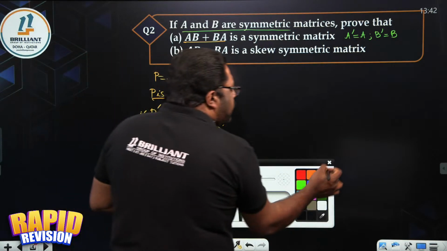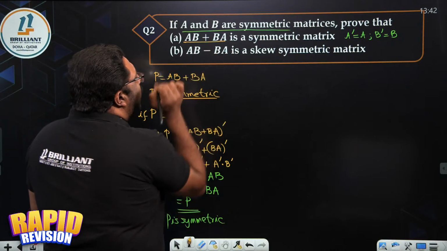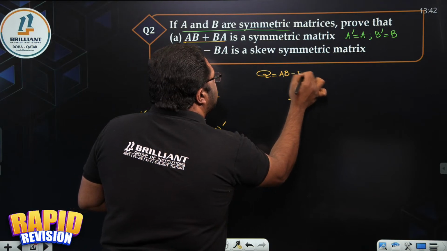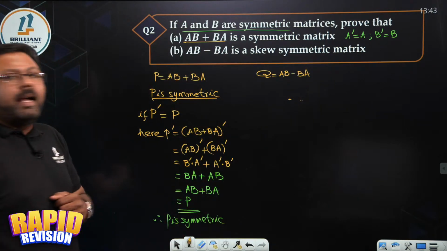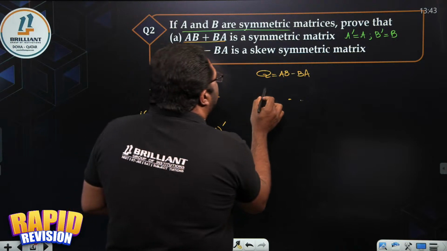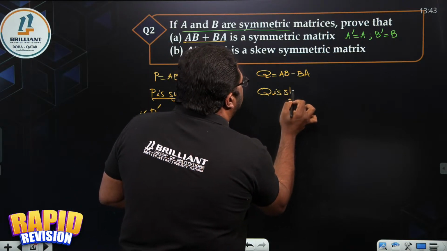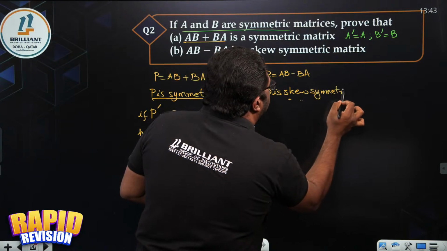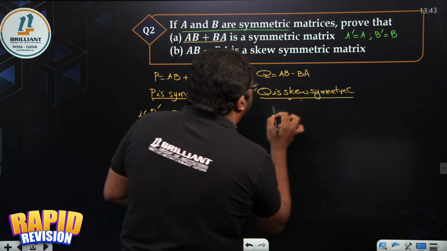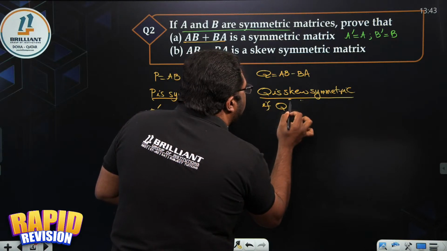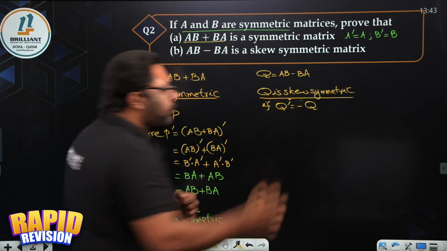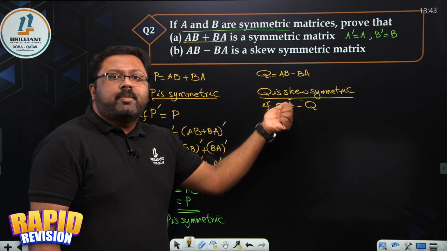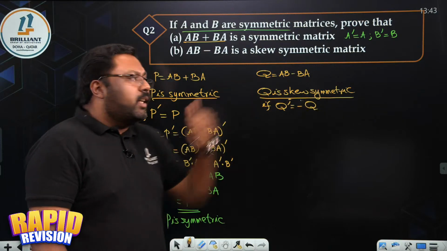Now, if I go for skew symmetric, I want to prove AB minus BA. So let me call it Q. Q is equal to AB minus BA. How to prove Q is skew symmetric? It is skew symmetric if the transpose is negative Q. A matrix becomes skew symmetric if its transpose is the negative of that matrix.